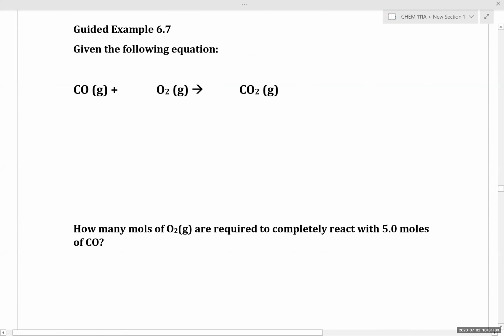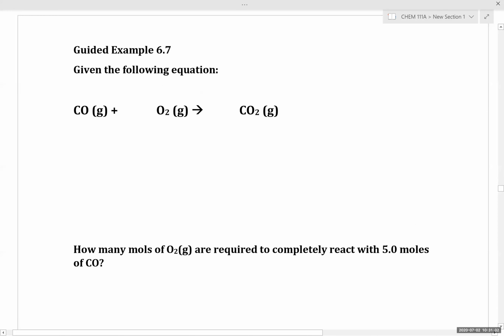Okay, so let's give an example. Things are best learned via application. So, looking at the following equation.